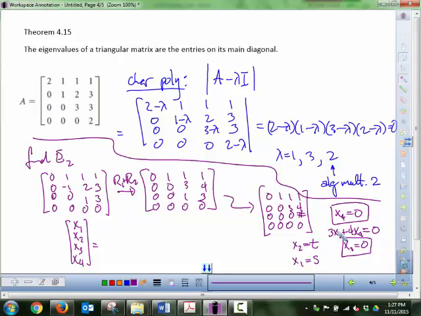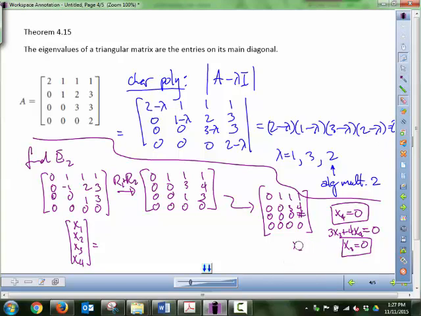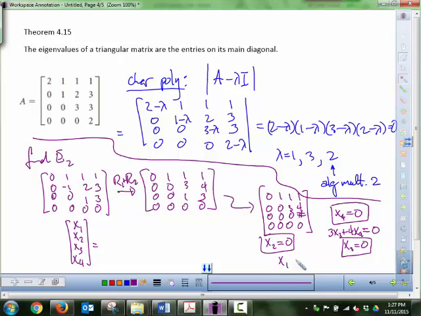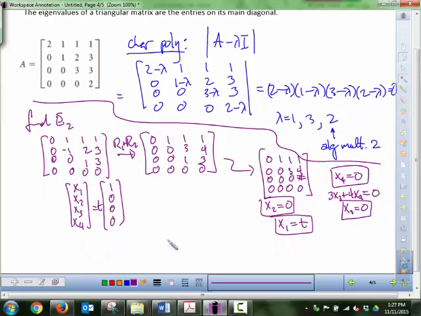Wait, is it? No, yeah, sorry. Looks like x2, I can solve for x2, right? x2 is equal to 0. And then I only have one free variable, x1 is equal to t. So I have one free variable. So here I have t times 1, 0, 0, 0. So that's my only eigenvector. So only one eigenvector. So the eigenvector is 1, 0, 0, 0.